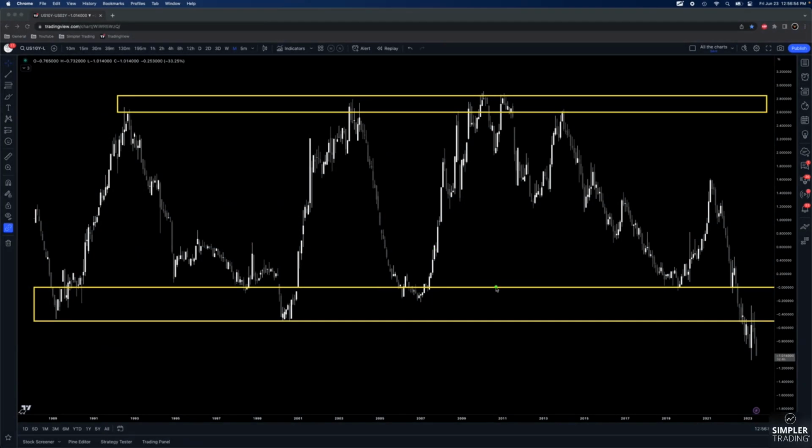So this is the yield curve. It's the 10-year minus the 2-year. So you take the 10-year yield and you subtract the 2-year yield. And normally this number should be a positive number, which would put you above this yellow line here. This yellow line is 0.